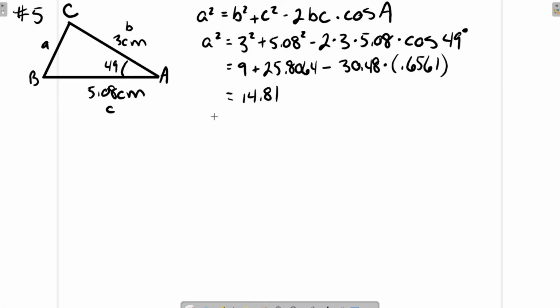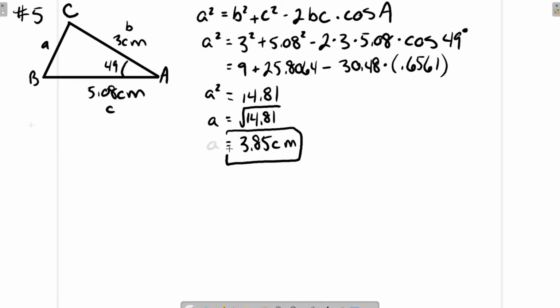Once I've done that, I just plug it all into my calculator, and I come out with 14.81. Now, in order to get a on its own, right now I've got a squared there. I want to get down to just a. So now I need to do the square root of both sides. So I've got the square root of 14.81, which is equal to 3.85 centimeters. Okay, so that's side A.